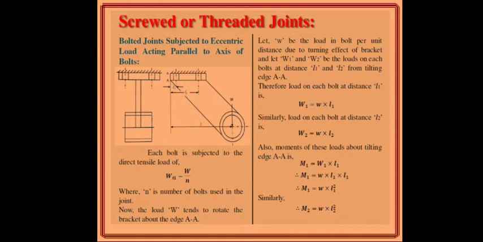Now here, what is W? The load which is acting. In the diagram you can see the W which is acting parallel to the axis of the bolt. So here each bolt is subjected to a direct tensile load. So W t1 is equal to W divided by n, where n is the number of bolts used in the joint, and the load W tends to rotate the bracket about the edge AA. The AA section is taken; you can see it in the diagram. Let w be the load in a bolt per unit distance due to the turning effect of the bracket, and let W1 and W2 be the loads on each bolt at distances L1 and L2 from the tilting edge AA.